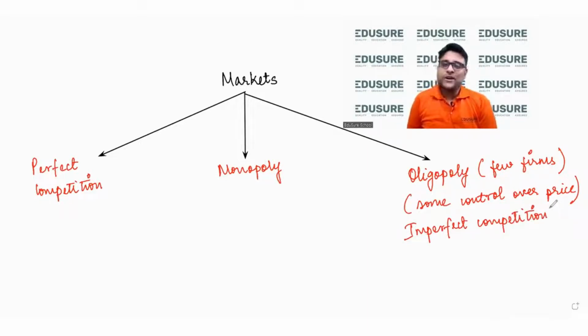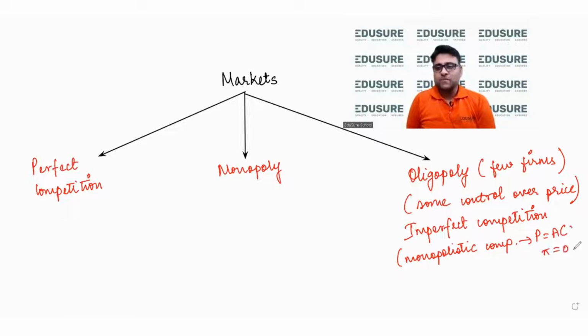There are a few more industries which come under imperfect competition. One very popular market form is that of monopolistic competition, which we will be considering in the later classes. So imperfect competition, most common are two market forms. One is monopolistic competition, wherein price is equal to average cost and the profit is equal to 0. And the other is that of oligopoly, wherein I have a few firms in the industry and there is competition or rivalry between them.